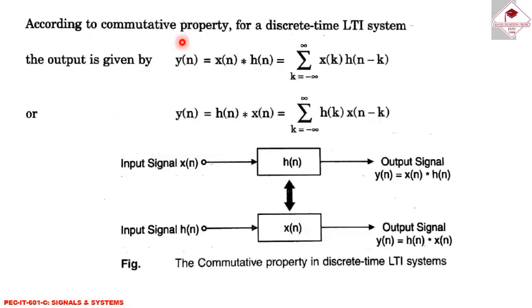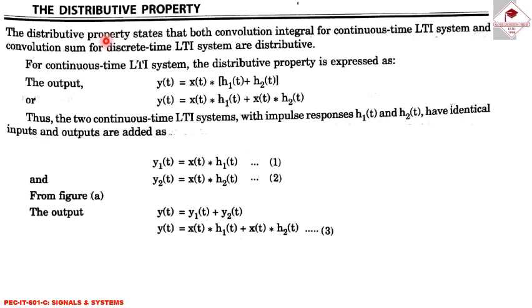According to the commutative property for a discrete time LTI system, the output is given by y[n] = x[n] convolution h[n], that is equal to the sum from k equals minus infinity to plus infinity of x[k] h[n minus k], or y[n] = h[n] convolution x[n], that is equal to the sum from k equals minus infinity to plus infinity of h[k] x[n minus k]. This is the pictorial representation of the discrete domain commutative property for LTI system. Now next is the distributive property.